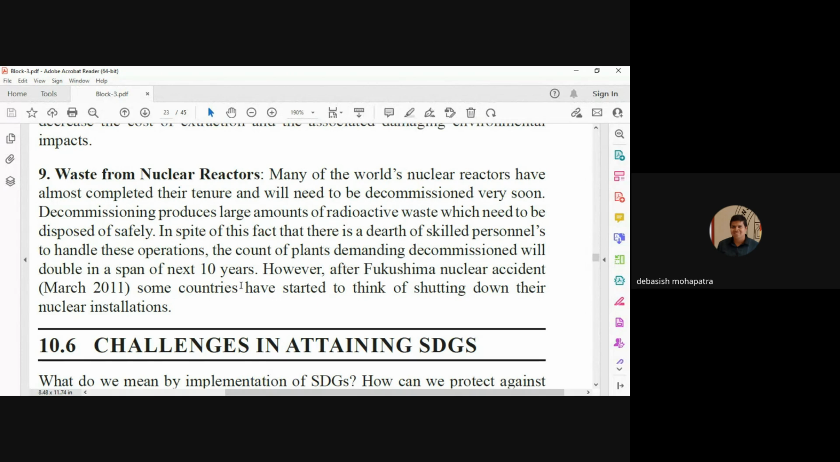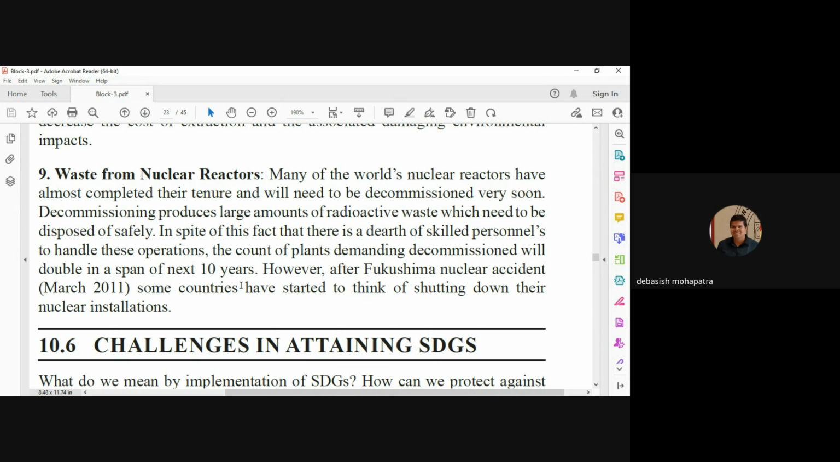In waste from nuclear reactors, we know that nuclear reactors are also very important for energy production, but the waste coming out of nuclear reactors has many harmful effects. Because they are radioactive, and given that there is a dearth of skilled personnel to handle these operations, the count of plants demanding decommissioning will double in a span of the next 10 years.